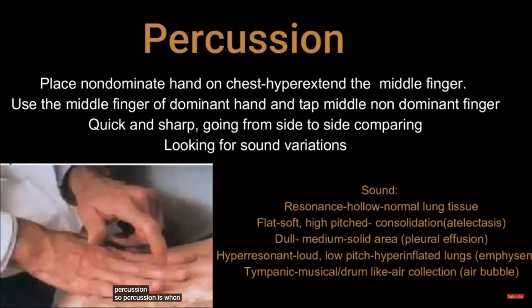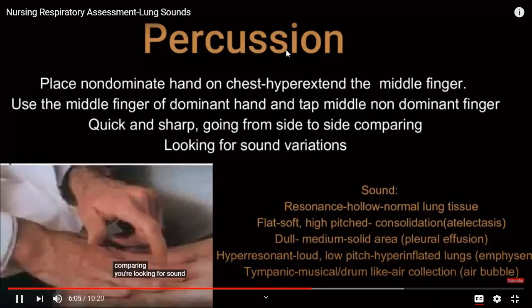Percussion is when you're going to place your non-dominant hand, hyperextend that middle finger, and then take your dominant middle finger and tap it on your non-dominant middle finger. As you see in the picture below, that's exactly what the provider is doing: taking the dominant middle finger and tapping it on the non-dominant middle finger, which is on the patient. It's going to be a quick and sharp tap, and you want to go from side to side comparing. You're looking for sound variations.